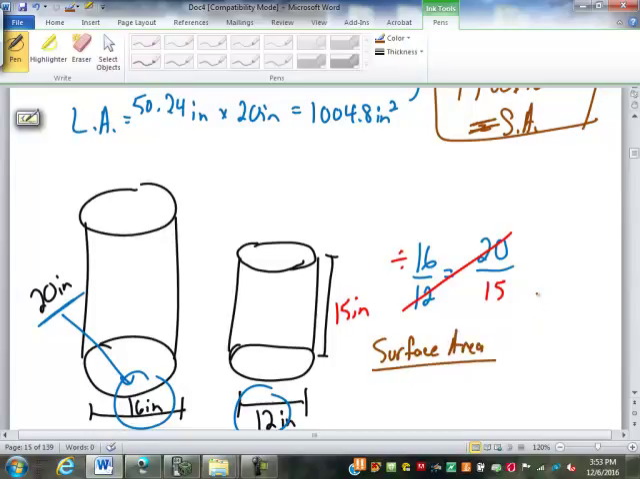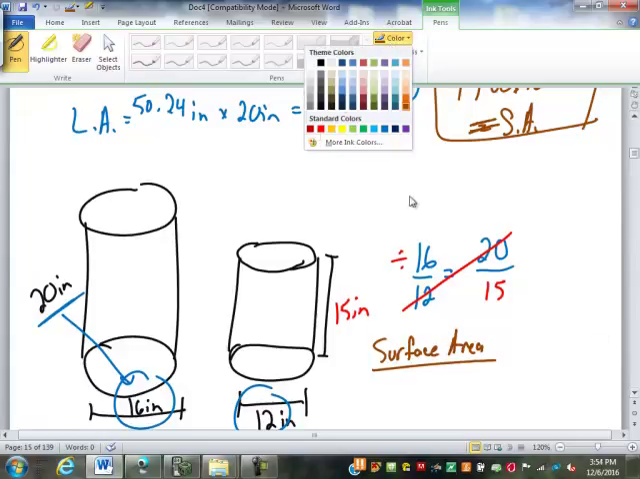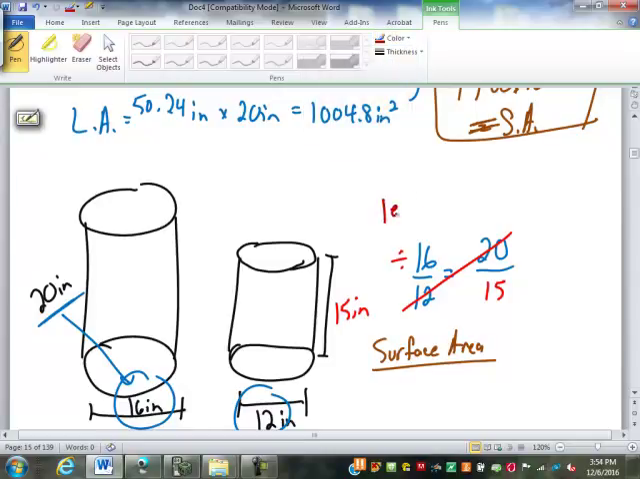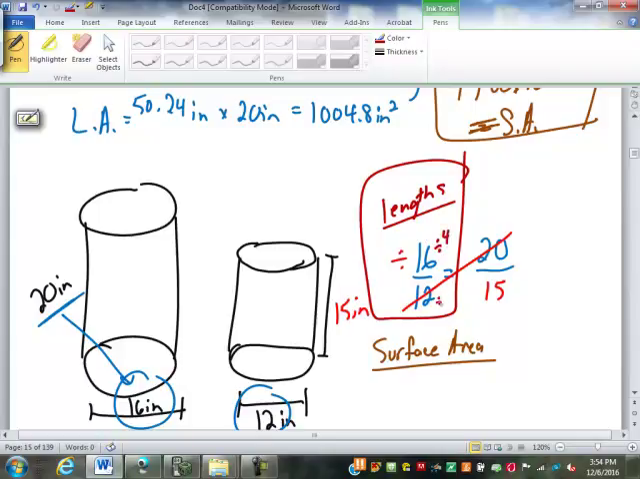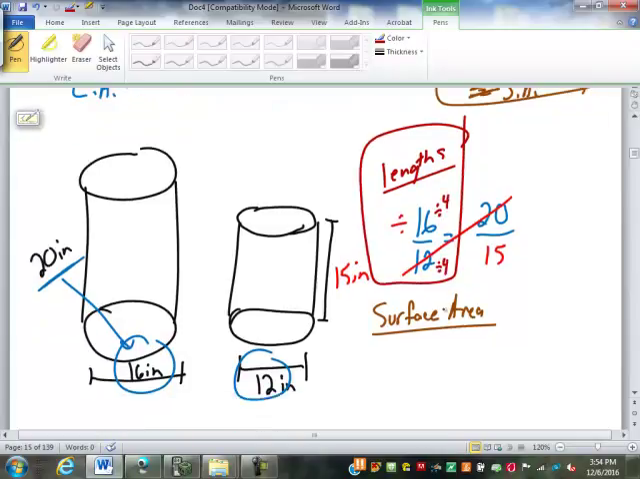To find the surface area without having to calculate it, we have a ratio of lengths here. The 16 over 12. In fact, if I wanted to, I could reduce that to 4 over 3. Both of those can be divided by 4, right? I'm not going to put that there. I'm going to put that up here. So it's a 4 to 3 ratio of lengths.